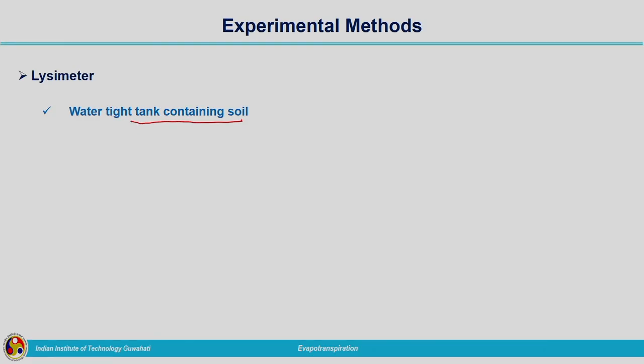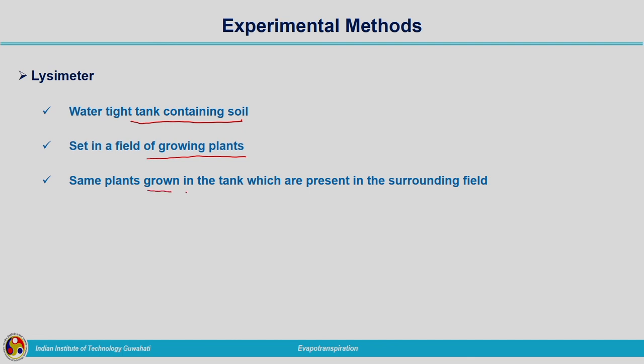It is a watertight tank containing soil and it is set in a field which is having growing plants. The same plants will be grown in the tank which are present in the surrounding field. We are keeping the lysimeter in the field where we need to determine the evapotranspiration. So, in order to maintain similar conditions as that of the field, we will be growing the same kind of plant in the lysimeter also.